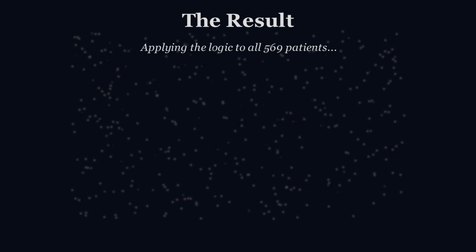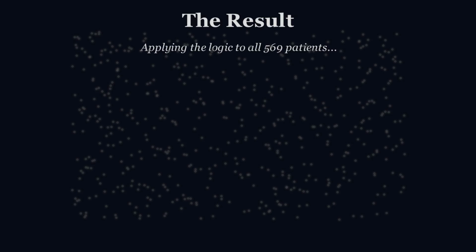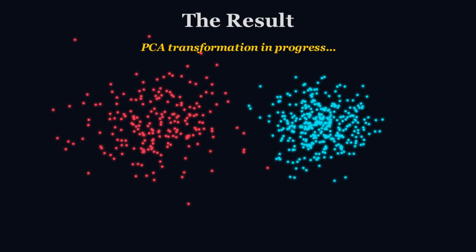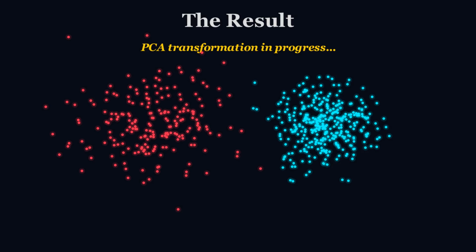569 patients, 30 dimensions of clinical data, as we project the entire population onto our two primary components. The chaos disappears. Two distinct clusters emerge from the noise.